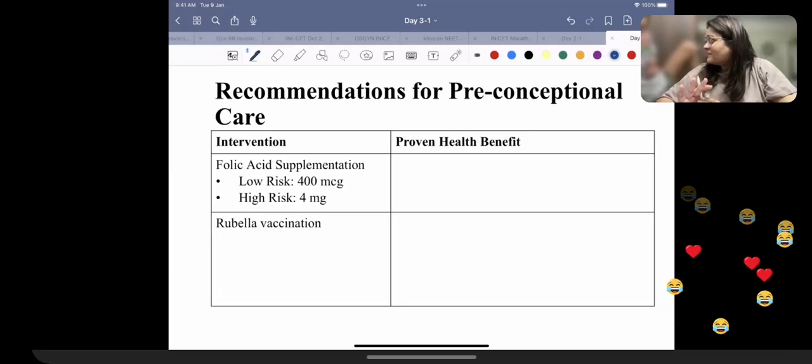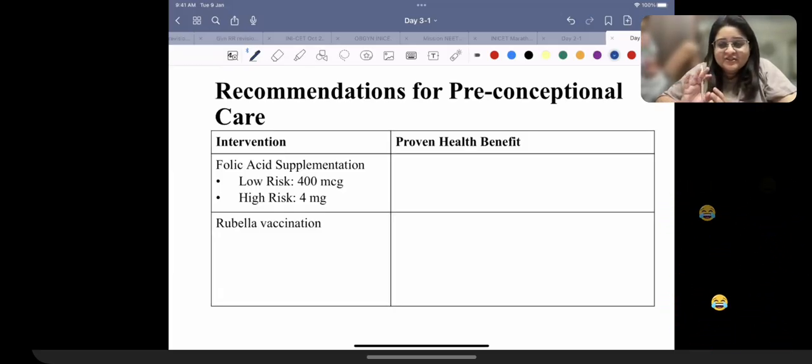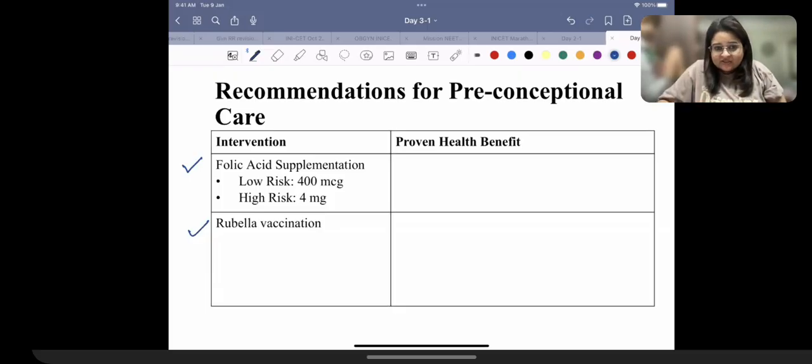Yes. Okay. So recommendations for preconceptional care. The two important things you need to remember. One we have discussed, but we'll discuss today. The questions that come are folic acid supplementation and the second is rubella vaccination. Okay, there is no pressure on this. He really wants to become a gynecologist, although I don't want that. Okay? So folic acid supplementation is very important.